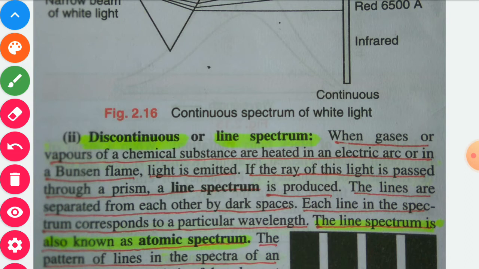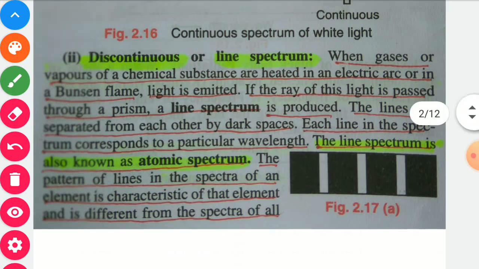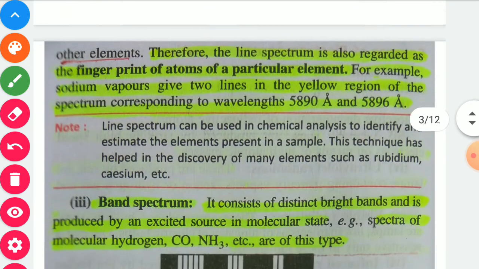Dark boundaries are found between different colors. Each line in the spectrum corresponds to a particular wavelength, means that it gives a particular color. The line spectrum is also known as atomic spectrum. So remember this point, line spectrum is also called atomic spectrum. The pattern of lines in the spectra of an element is characteristic of that element and is different from spectra of all other elements.